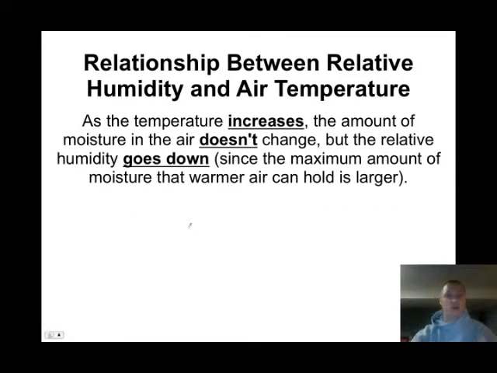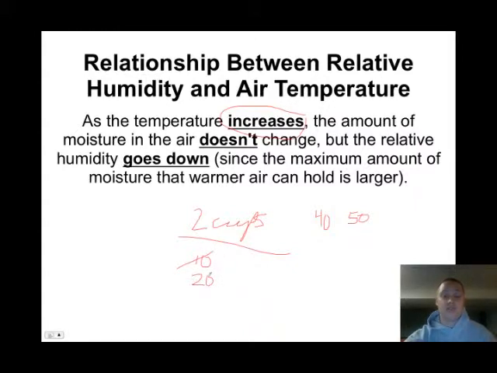So again, talking about the same thing. We've already hit the decreases. As temperature increases, the amount of moisture in the air doesn't change. We still have 2 cups of water as our example. So if the temperature goes up, we went from 40 degrees back up to 50. Now we went from holding 10 cups of water at 40, we can now hold 20 cups at 50.